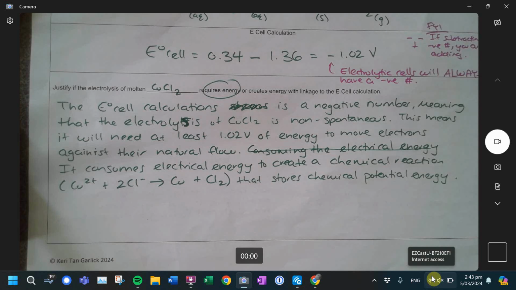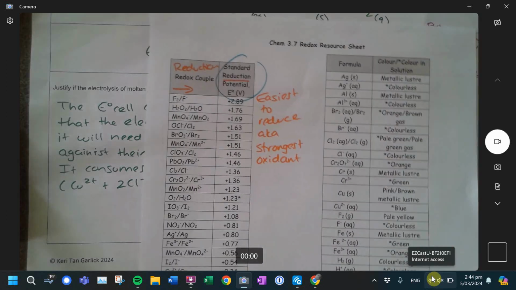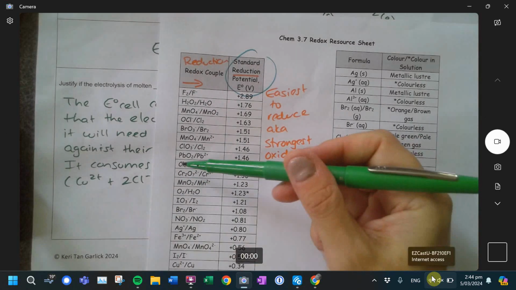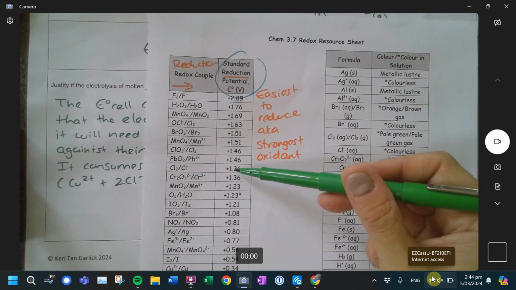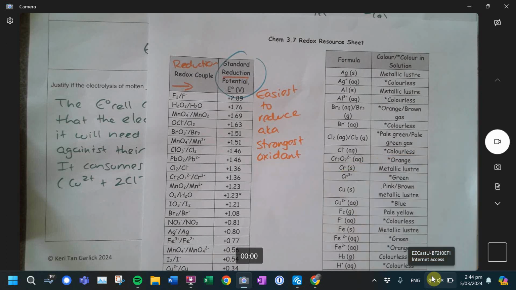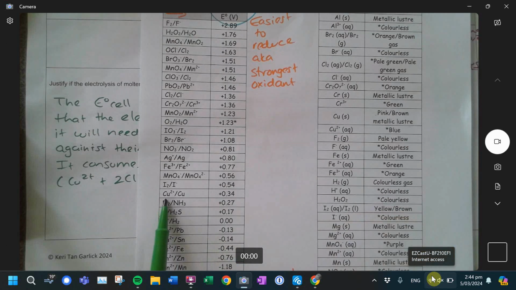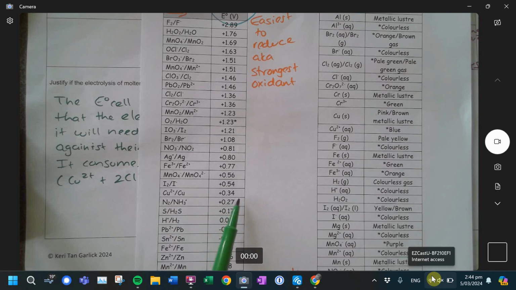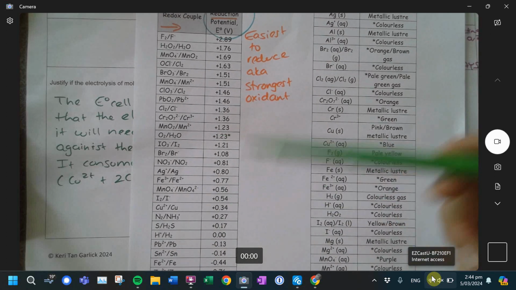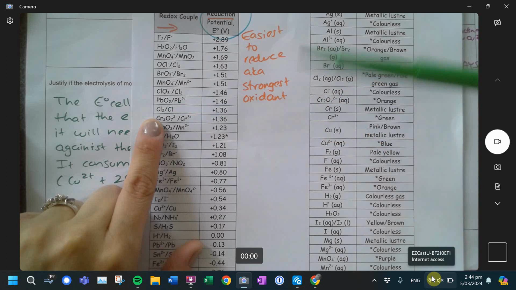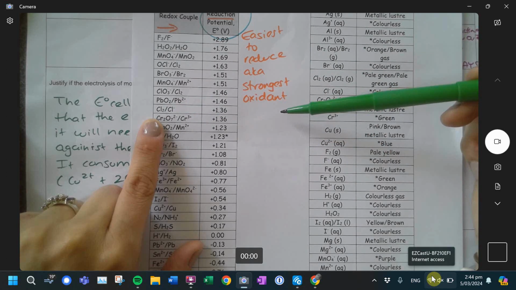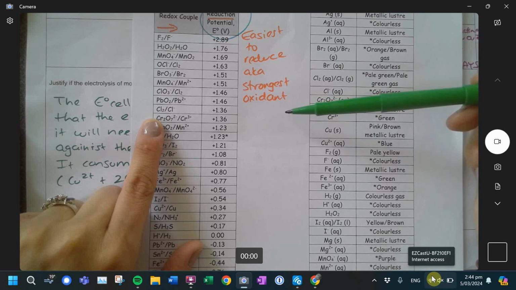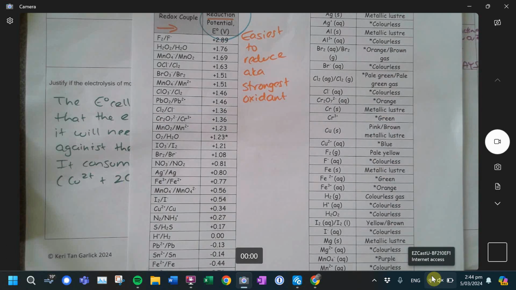The other thing to keep in mind are the E cell values. So what we can see is the chlorine chloride pair is positive 1.63, and the copper 2 ion and the copper pair is 0.34. So if I was to look at this list, the chlorine chloride pair is the stronger oxidant. So I'm going against the natural flow. So in order to make sure that the chloride doesn't become the natural oxidant, I need to do energy being input.